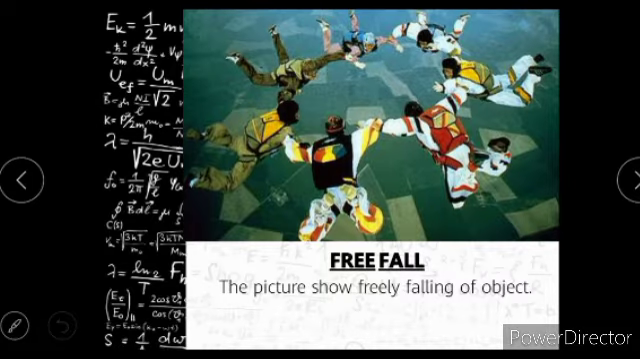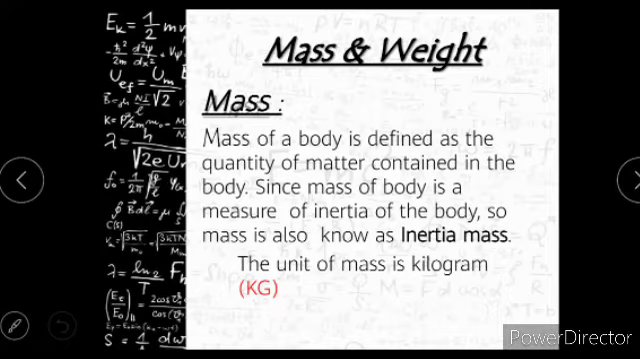You can see that some people jump from the aeroplane, and then with the help of their body they just freely fall in the sky. That picture denotes the free falling of an object. Now, mass and weight. Mass means what? Mass of a body is defined as the quantity of matter contained in the body. Mass means how much quantity of matter it has in a body.